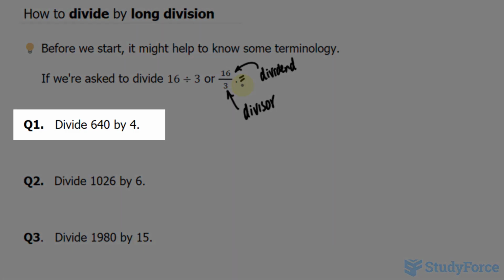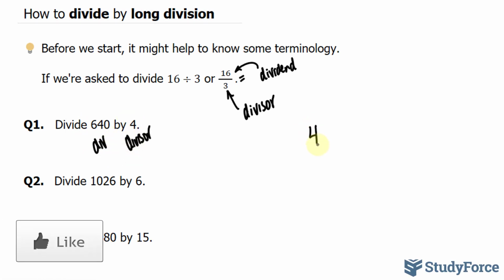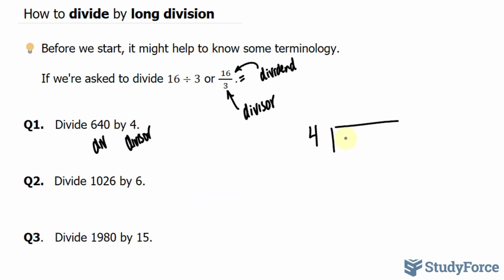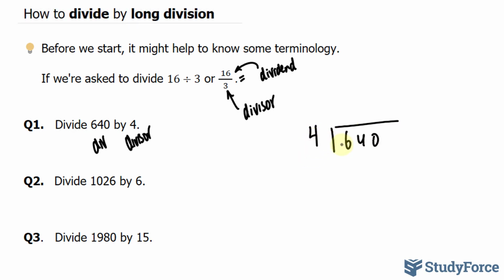Divide 640 by 4. The first number that they tell us is always the dividend, and this number is the divisor. So we take our divisor 4, and we write down 640 underneath this line. Now, you ask yourself, how many times does 4 fit into 6 without going over? In other words, what can I multiply 4 by to its maximum without going over 6? You can multiply it by 1, that will give you 4. If you multiply it by 2, that will give you 8, so you can't choose 2. We choose 1, we place it right on top of the 6.